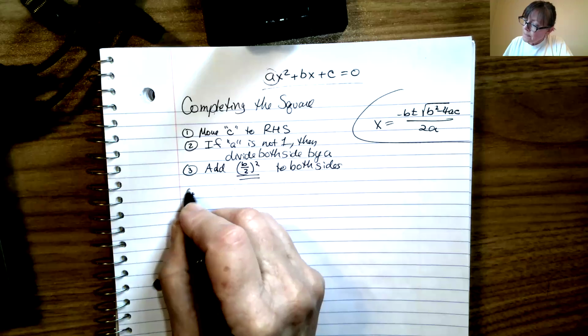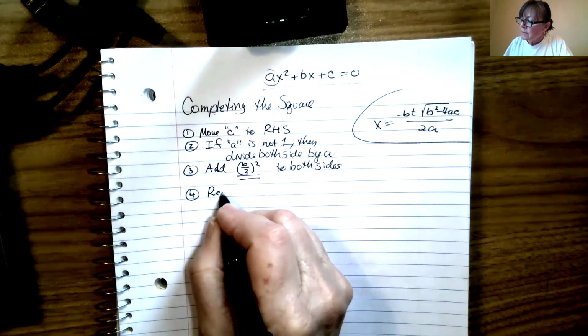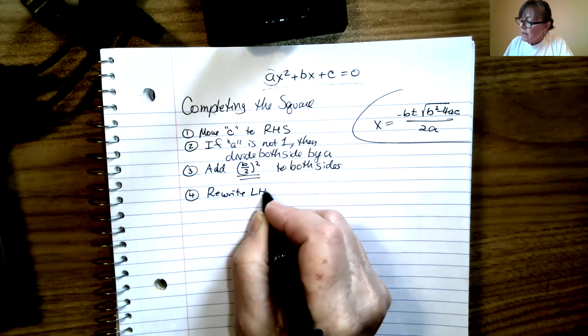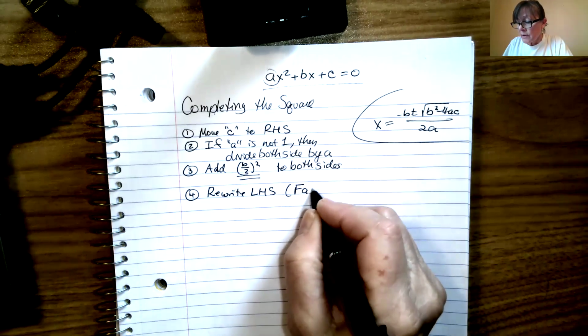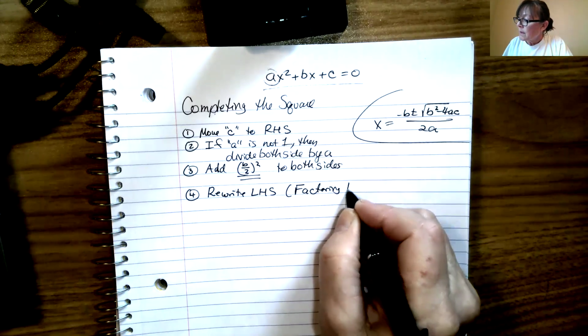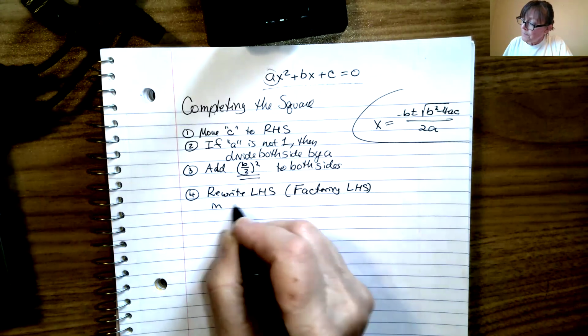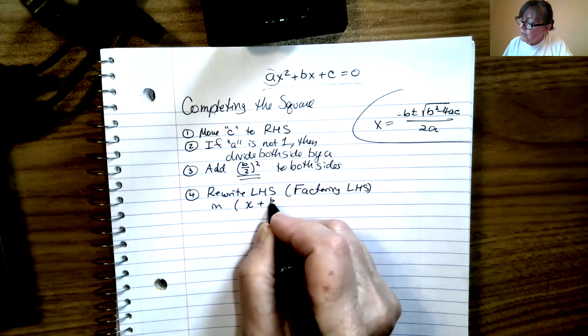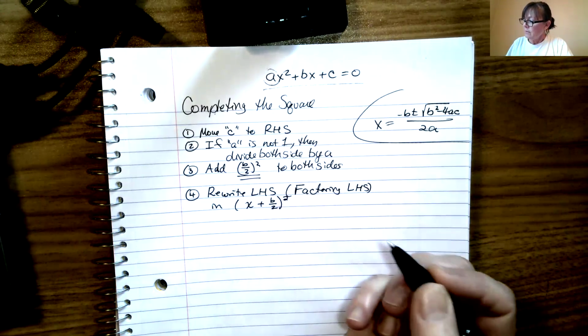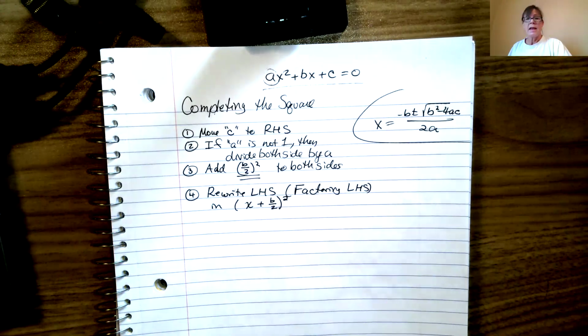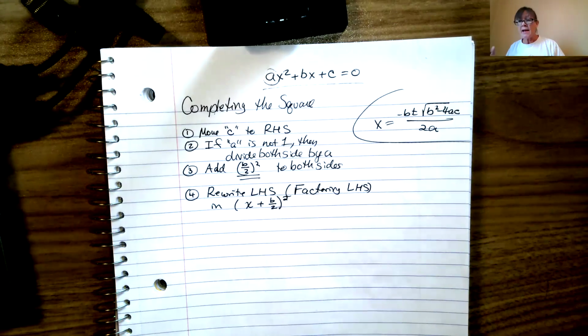And number 4, then we're going to rewrite, or actually we're going to be factoring, the left-hand side into x plus b over 2 quantity squared. This is not magic or made up or not right. By adding this quantity, b over 2 quantity squared, we have created a perfect square trinomial. So what is existing will factor into x plus b over 2 quantity squared.